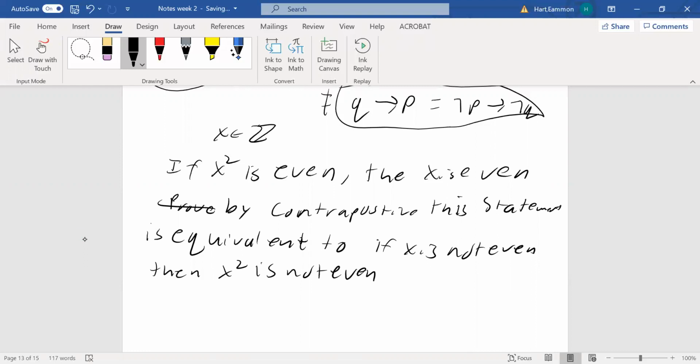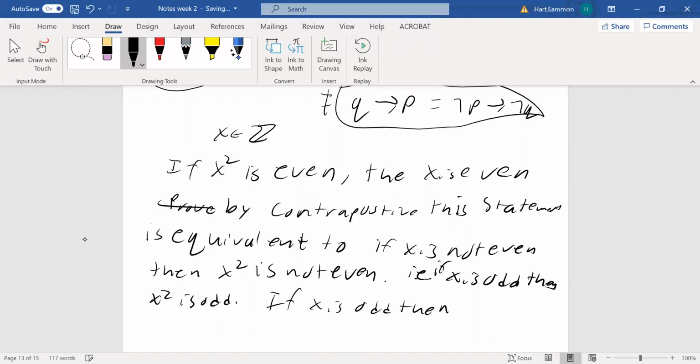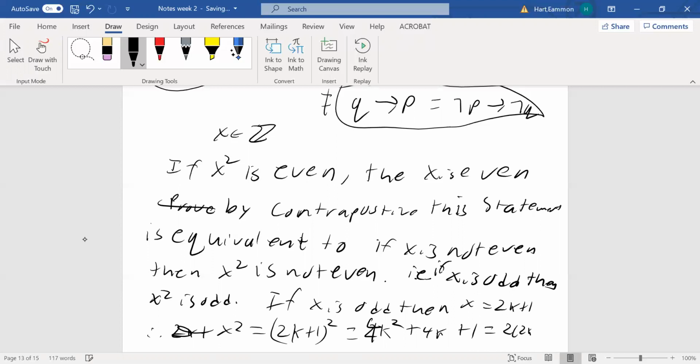Saying x is not even or x squared is not even is the same as saying, i.e., x is odd. If x is odd, then x squared is odd. And let's show this. If x is odd, then x is equal to 2k plus 1. Therefore, x squared is equal to (2k plus 1) squared. If we just FOIL this out, that's 4k squared plus 4k plus 1. That's equal to 2 times (2k squared plus 2k), all plus 1. This is an integer.